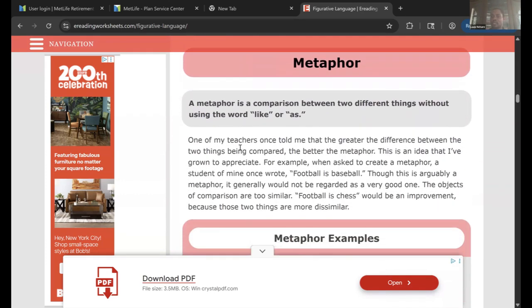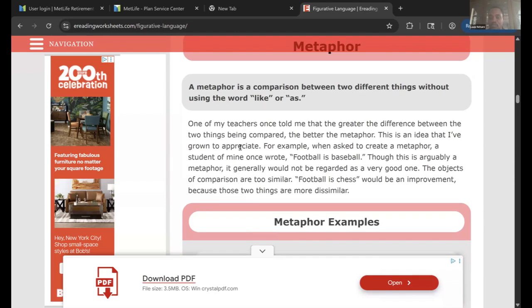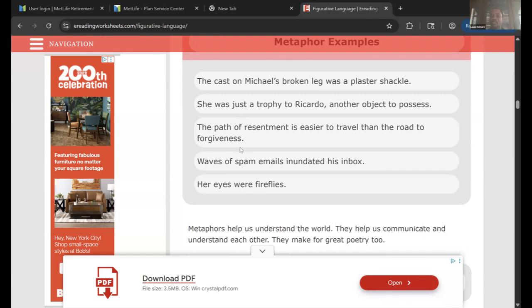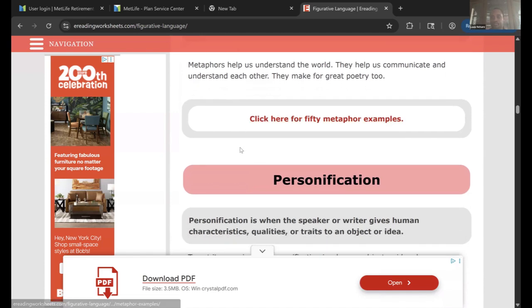Okay? So then you have the metaphor. A metaphor is a comparison between two different things without using the word like or as. One example of metaphors: the cast on Michael's broken leg was a plaster shackle. She was just a trophy to Ricardo, another object to possess. The path of resentment is easier to travel than the road of forgiveness. Waves of spam emails inundated his inbox. Her eyes were fireflies. So these are metaphors. Okay, any questions?